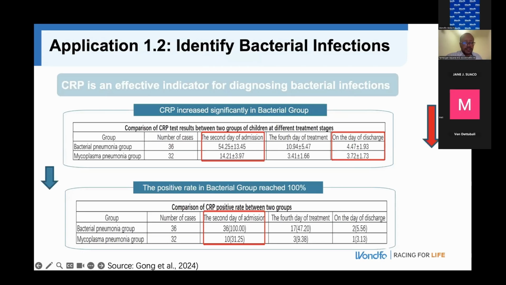So here is one of the studies that was done by Gong and others, and that really showed how CRP is an effective indicator for picking bacterial infections. They looked into a group of patients with bacterial pneumonia and mycoplasma pneumonia, and there were significant rises on the second day of admission. Some of the rises may not be as alarming as hundreds or thousands, but you can see the drops right after initiation of antibiotics and at the time of discharge.